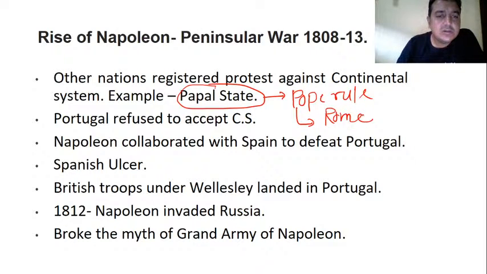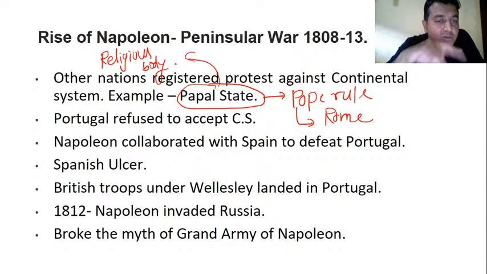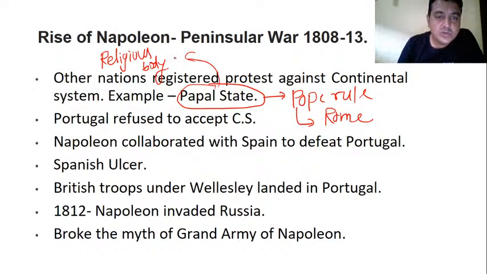Why did the Papal State register protest against it? They say that we are a religious body. And what's the madness going on between France and Britain? We do not have anything to do with you and your rivalry. Why should we suffer? Question is very rational. As we are a religious body, we do not have any affiliation with you or you, then why do we have to suffer because of your rivalry? And that rivalry is for supremacy.